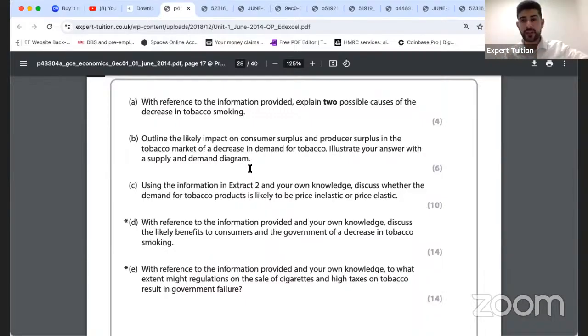Example: last year's 15 marker was about price discrimination. You should already know the answer to that. I didn't do it today, partly because I think the chances of it coming up two years in are a little bit slimmer, but it could, so obviously do revise it. But anyways, right, there's that. The 15 marker for June 2022 was about contestable market theory. Again, you should already know.